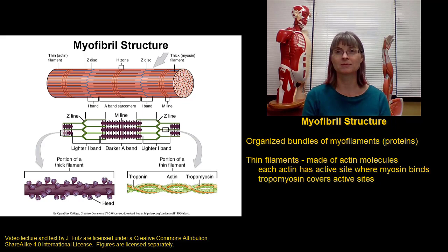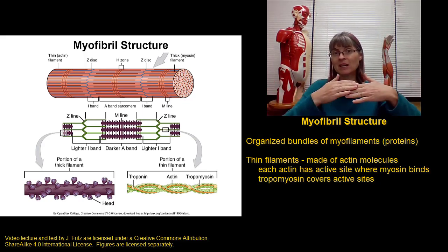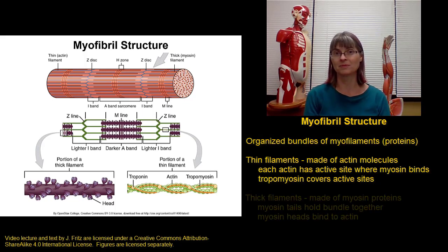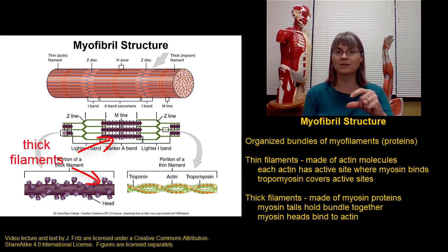So this is important. When a muscle is not actively contracting, those active sites on actin are covered by a long protein called tropomyosin. The tropomyosin sort of lays on the thin filament and covers up the active binding sites on each actin molecule. The bundles of myosin proteins are called the thick filaments. They're called the thick filaments because they are thicker or wider in diameter than the narrow, thin filaments made of actin.